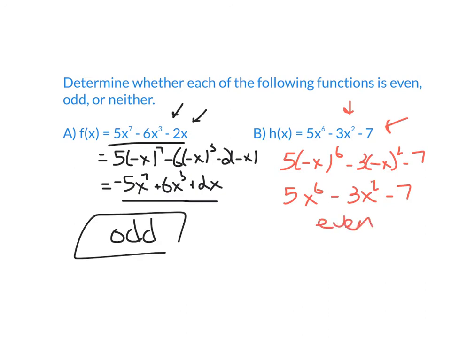Now, if it had been odd, the expression I got down here at the bottom would be exactly the opposite of what I started with. And it's not exactly the opposite, it's exactly the same thing. So that means it's even. If it's even, it's the same thing. Odd, it's a complete opposite.